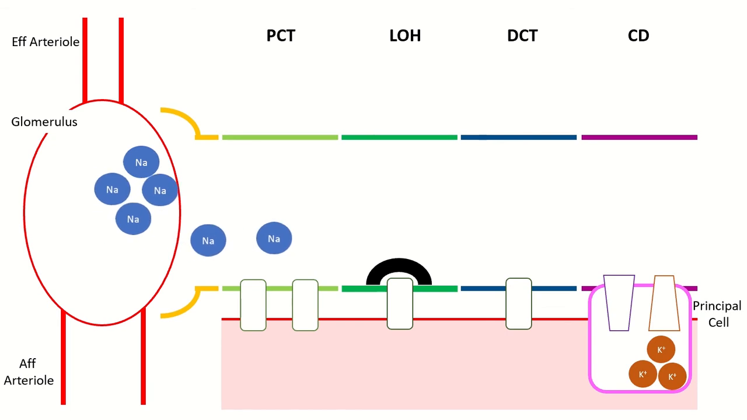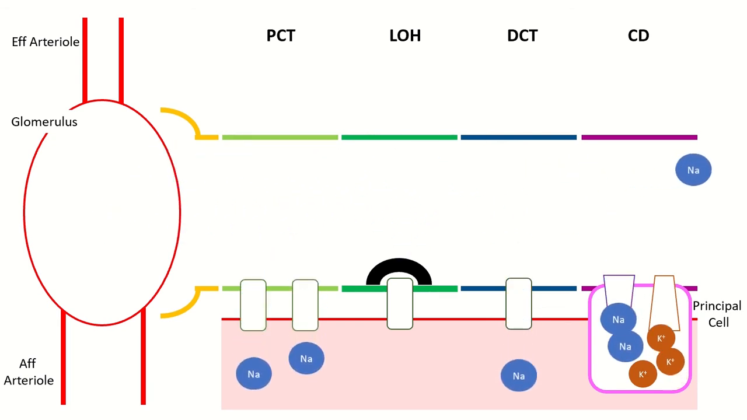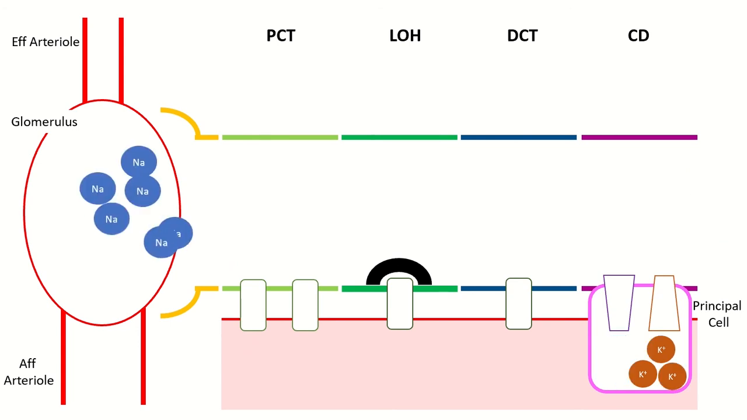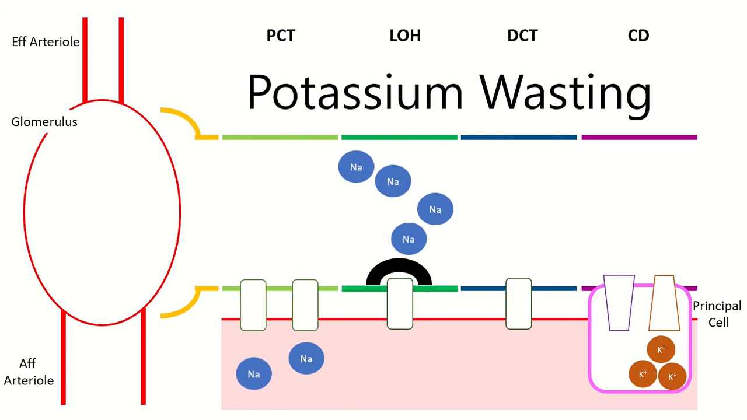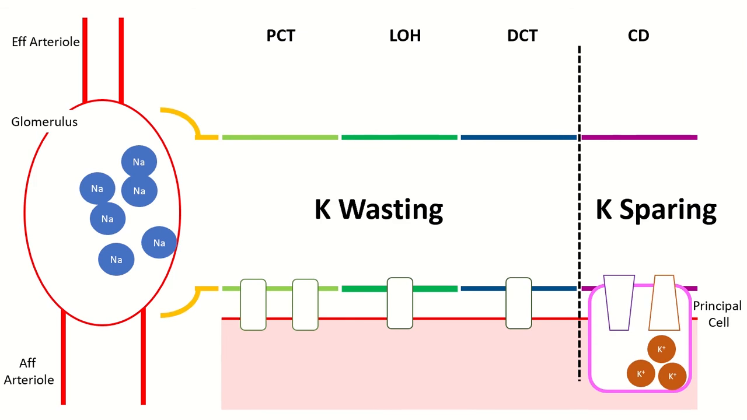Then more sodium will get to the collecting duct. As we discussed, this will lead to more potassium being secreted from the principal cells. When a diuretic causes more sodium to arrive at the collecting duct, then it is a potassium wasting diuretic, as more potassium is excreted out into the urine. Another way to think of the distinction is if the diuretic blocks sodium reabsorption in any part of the tubule other than the collecting duct, then it is a potassium wasting diuretic.